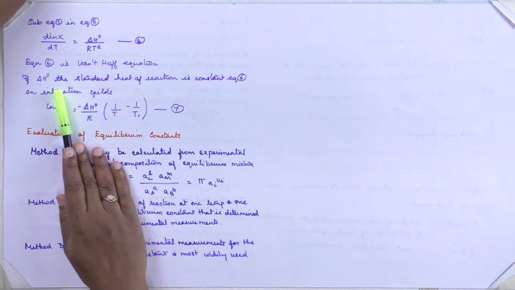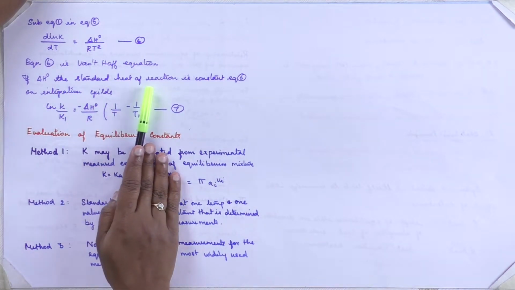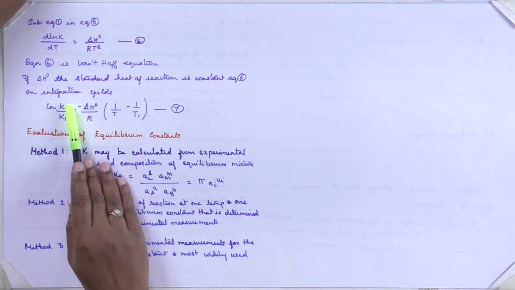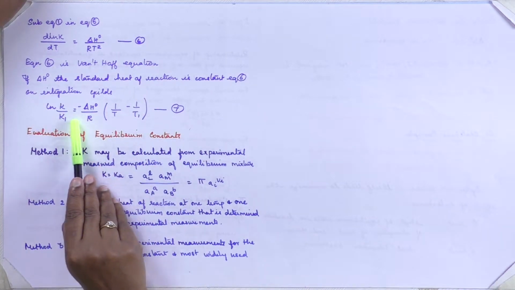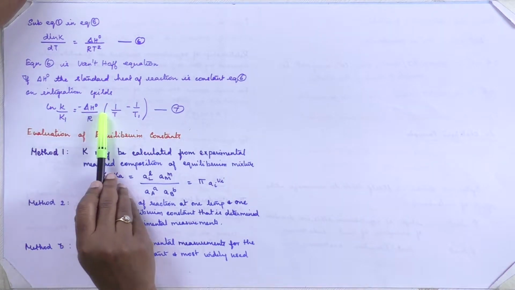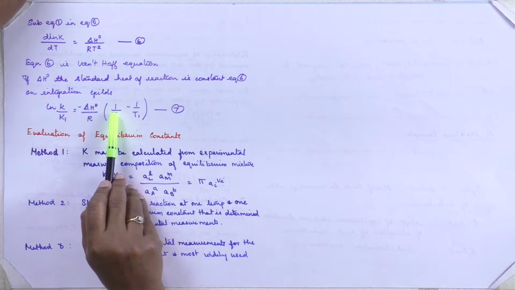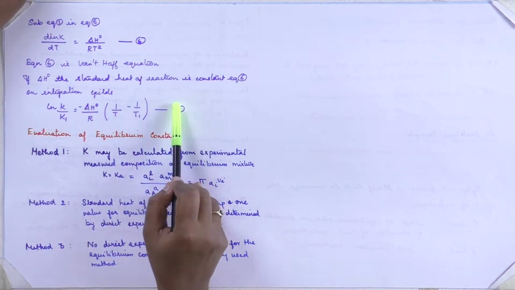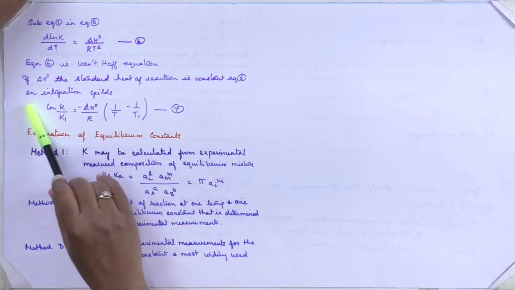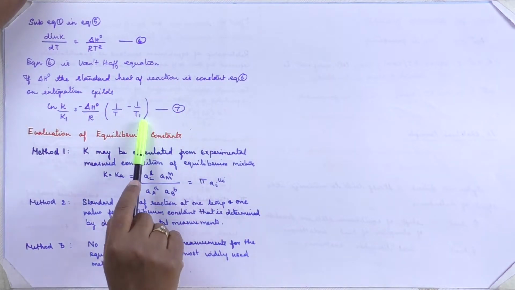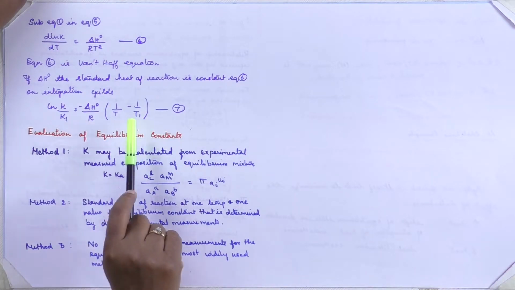And if del H is taken as the standard heat of reaction, then the equation changes to ln K divided by K1, which is equal to minus del H naught divided by R times (1 by T minus 1 by T1), and this is equation 7. So, this equation applies when there are two different temperatures and two equilibrium constants are given.